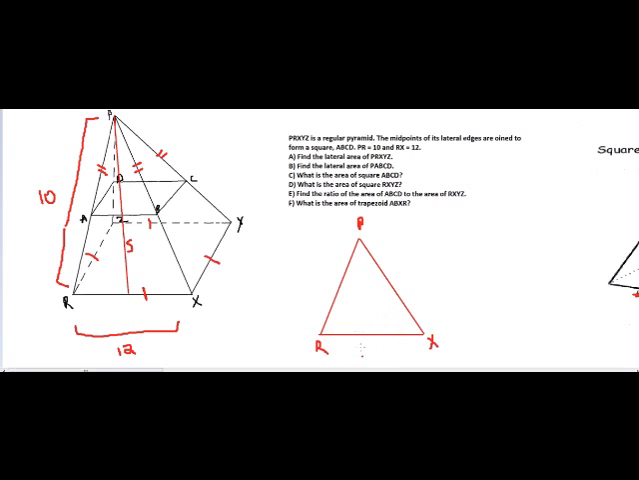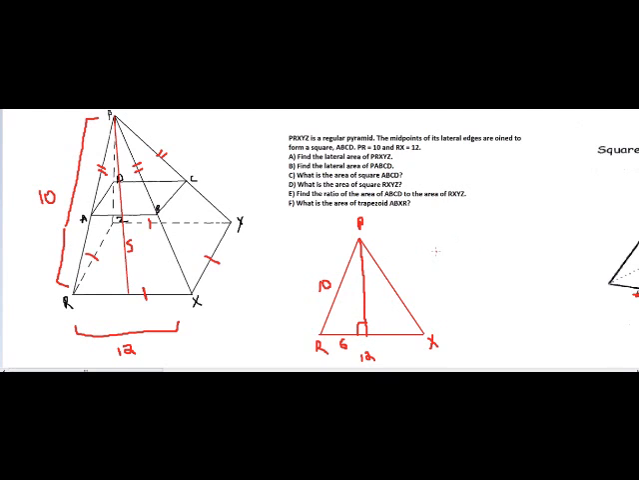And right here, RX we were given was 12. And we've also drawn our little altitude, which will also be a perpendicular bisector. So we know that this length, or half of this, would be 6, and it tells us that PR is 10. So now using the Pythagorean theorem, because this is a right triangle, we can find the slant height of this triangle.